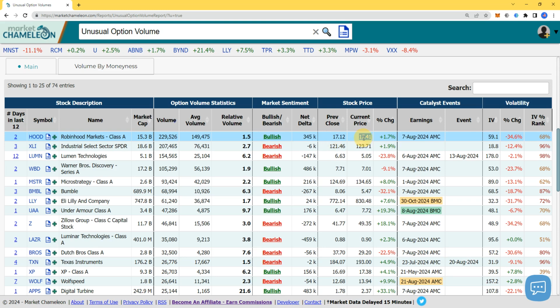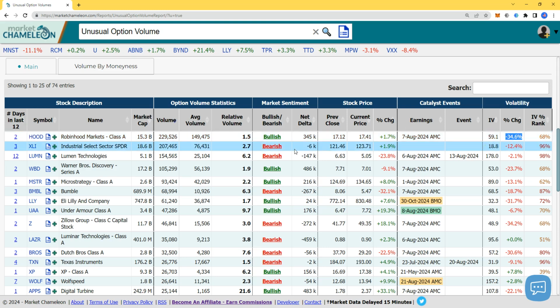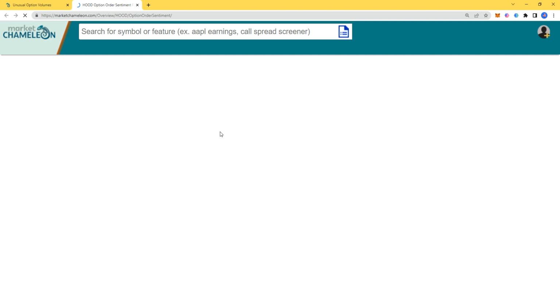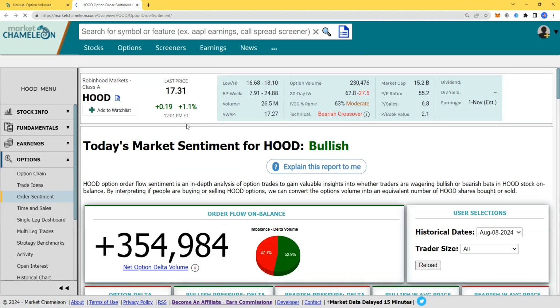Previous close 17 is the price of the day after earnings, up 1.7%. Earnings posted. IV change from 60. It was 68, now it's 59, down 34%. So again, this is something interesting, but people are bullish. There's no trade idea right here. I wonder what happens when I click here, because now that I know it's all bullish, I want to see what we got here.